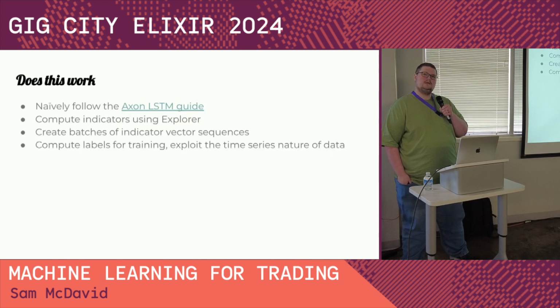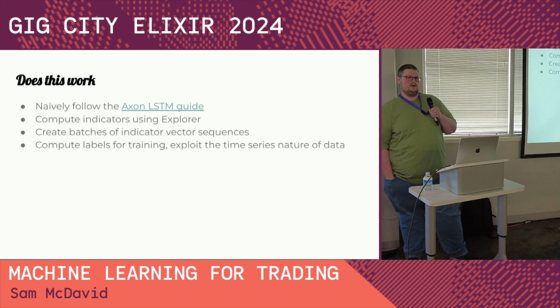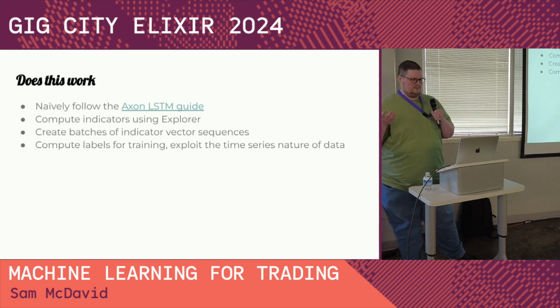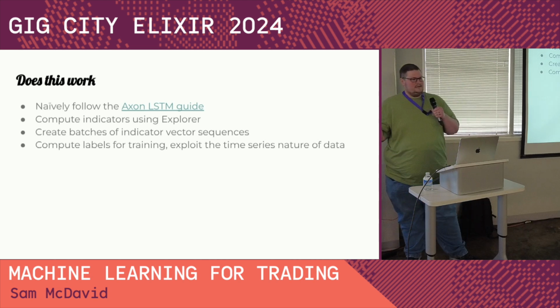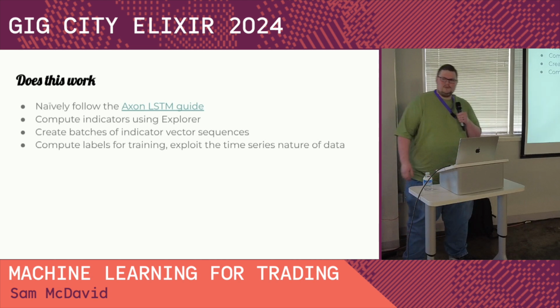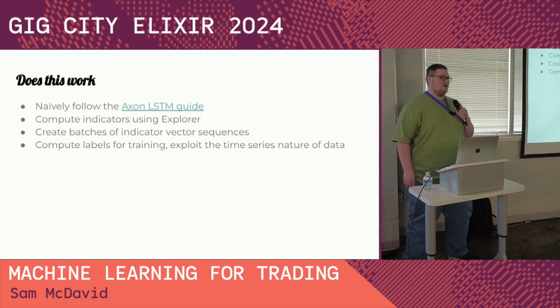First attempt is, let's just copy and paste what's up on the Axon guide. Let's not try too terribly hard. We've done a little bit of thinking into how we could solve this problem. We can compute all of this with Explorer. We can create all of these batches and compute the training labels. That part is easy, but does it work?